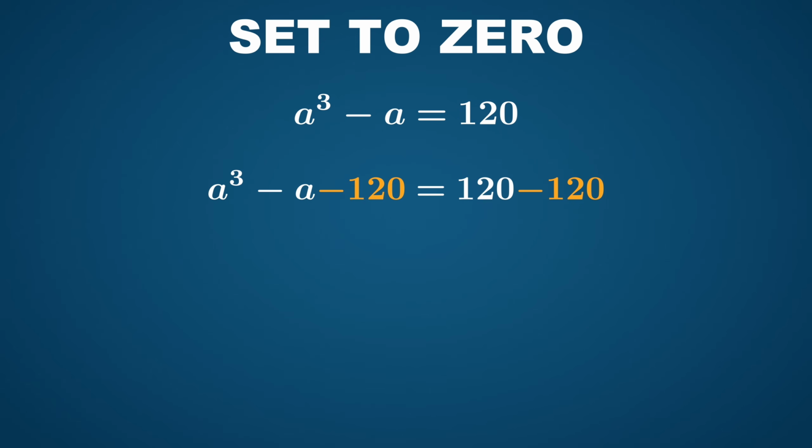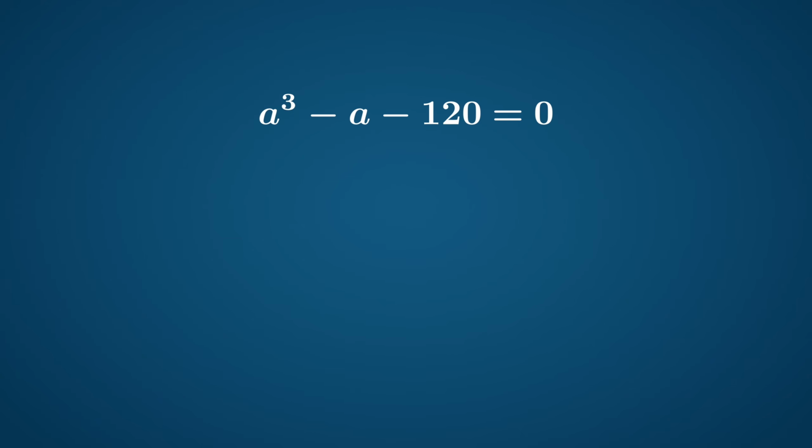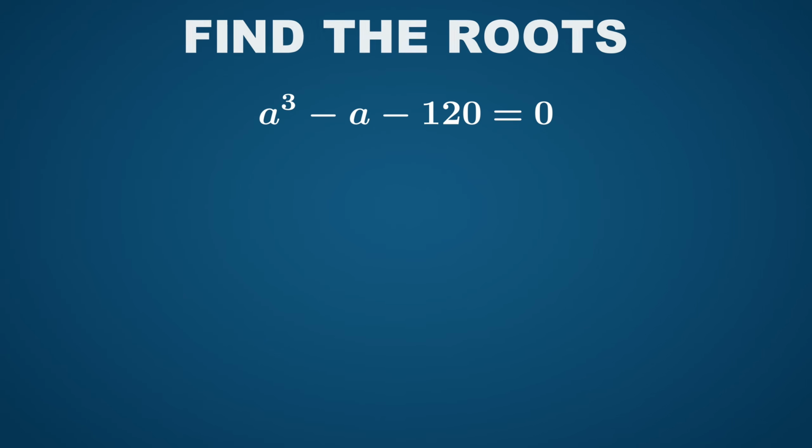The right side becomes 120 minus 120. This simplifies nicely to just 0 on the right side of the equals sign. The left side becomes a cubed minus a minus 120. We now have a standard cubic equation set to 0 to solve. We need to find the roots of this cubic polynomial equation.